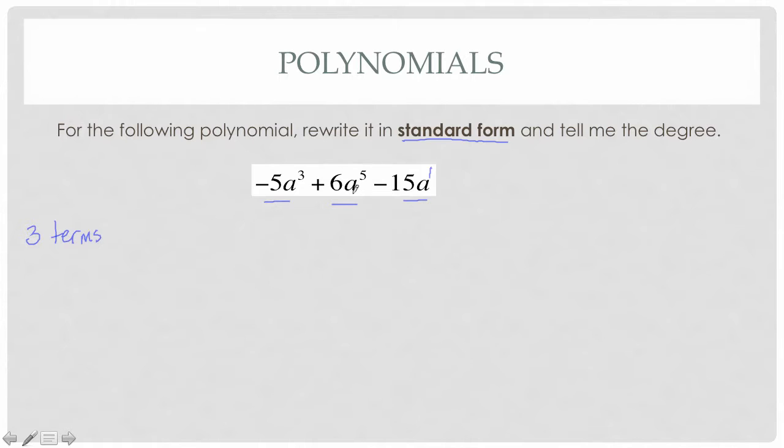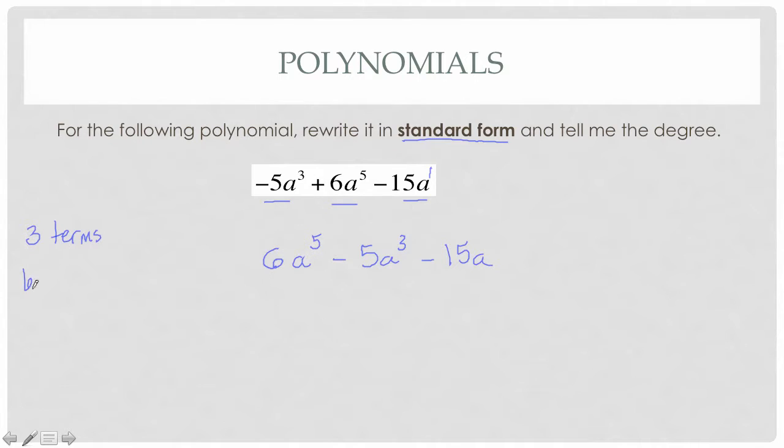That's going to be the 6a to the 5th. And because it's positive, this is a plus 6, I know that's a positive value for 6. So 6a to the 5th power goes in the very beginning. Now I put the next largest term. That's going to be the a to the 3rd, and there's a negative 5, so I have to put the negative along with it. So it's going to be minus 5a to the 3rd. And at the very end, I put my least power. That's a to the 1st, so it's minus 15a.